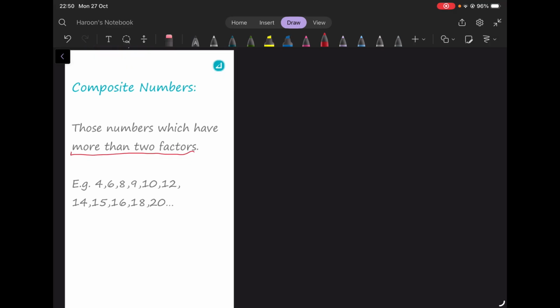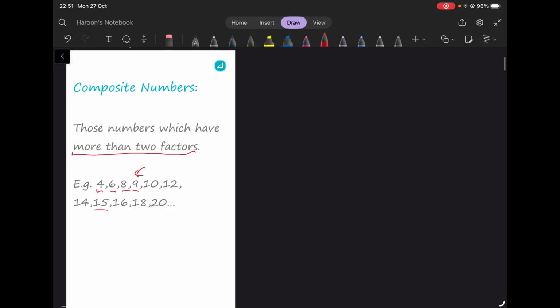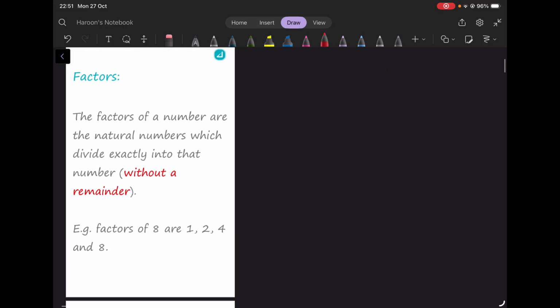They are non-prime basically. So for example, 4, 6, 8, 9 because 3 is its factor as well, 15 because 5 is its factor as well. And even numbers apart from 2 would all be composite numbers because they would come in the table of 2 at least. Okay, now factors we have already discussed.